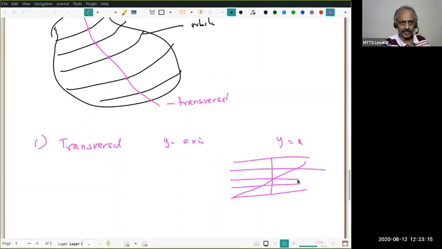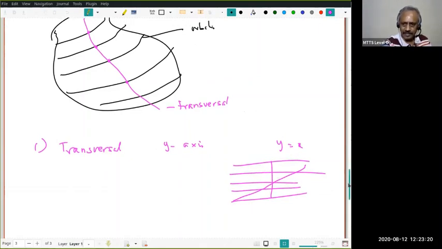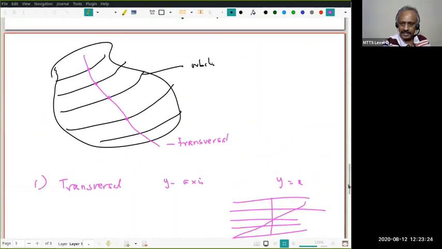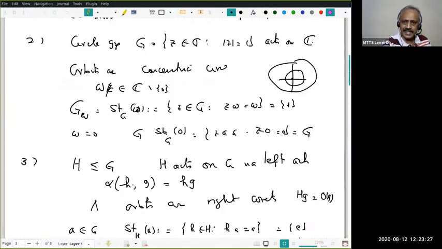Transversals are not unique. You can choose any. But the better thing is to choose something which is easier for us to handle. Now let's look at the second example.